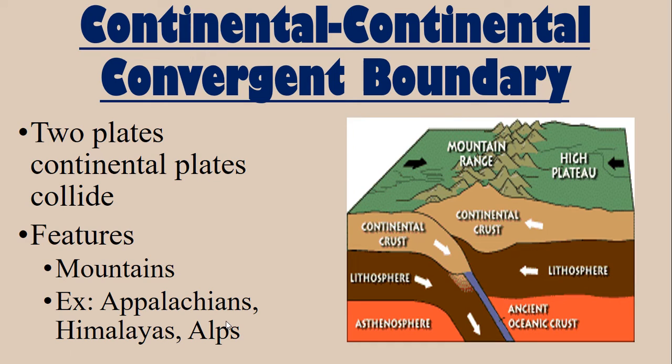Continental convergent boundaries is when two continental plates come together. They collide. Either one goes underneath or they just start colliding and crumpling into each other. Mountains form a lot of times during these processes, like the Appalachians, the Himalayas, and the Alps. Mount Everest is a mountain that's formed by two continental plates colliding.